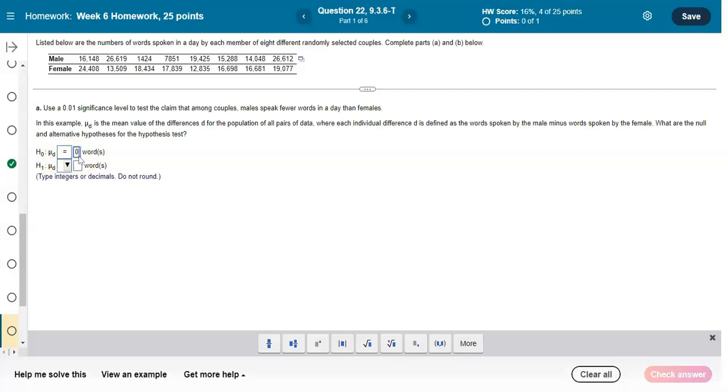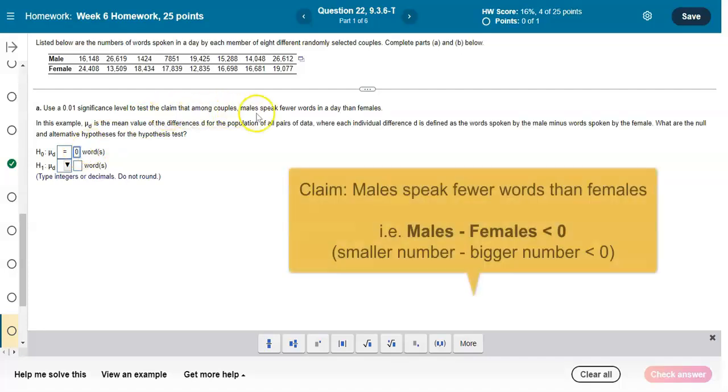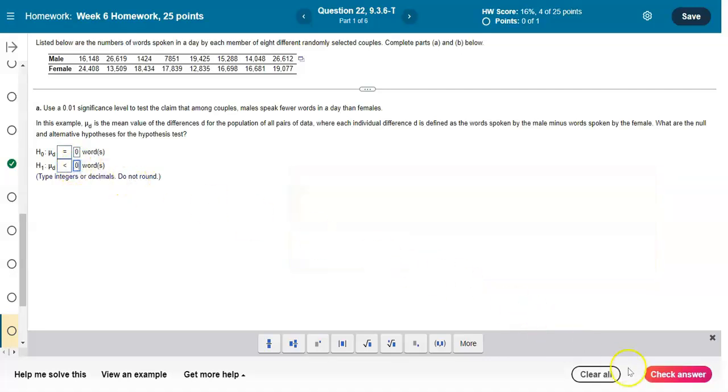So now remember, the claim said that the males speak fewer words than the females. Also remember, the way we were supposed to do the difference is we were supposed to take the males and then subtract from that the females. So if the males speak fewer words, thereby the females speak more words, and if we subtract in this order, then that means we would get a number less than 0, right? If you take a smaller number and subtract a bigger number from it, you should get something negative, less than 0.